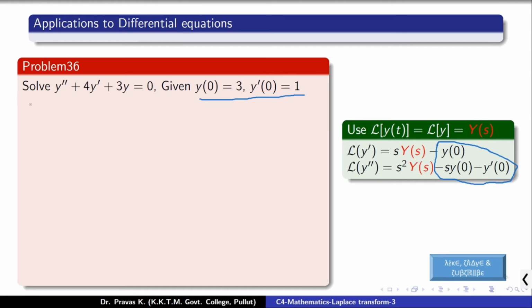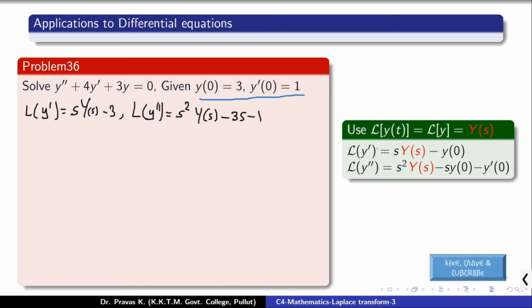Now since y of 0 and y dash of 0 are the given initial conditions, rewriting L of y dash and L of y double dash, we get L of y dash is equal to s into Y of s minus y of 0, that is minus 3, and L of y double dash is equal to s square into Y of s minus 3s minus 1.